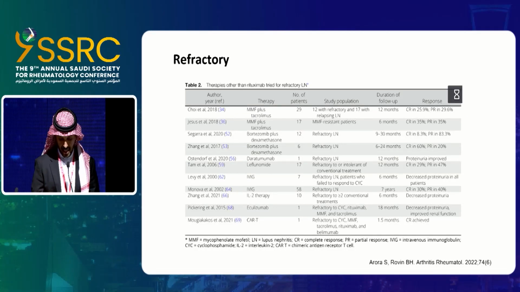Anti-CD38, the daratumumab, it's only been tried on 1 or 2 patients, so we cannot draw any solid conclusion out of it. Leflunomide has been used in 17 patients. We might consider it. It targets lymphocytes, but again, it's only 17 patients. These shouldn't be the first, second, or third line of therapy. It's like rescue therapy in severe life-threatening cases, let's say with very bad refractory lupus nephritis, I would say.